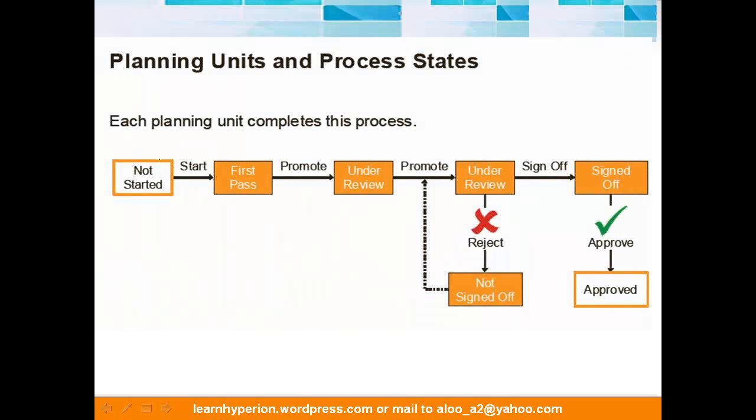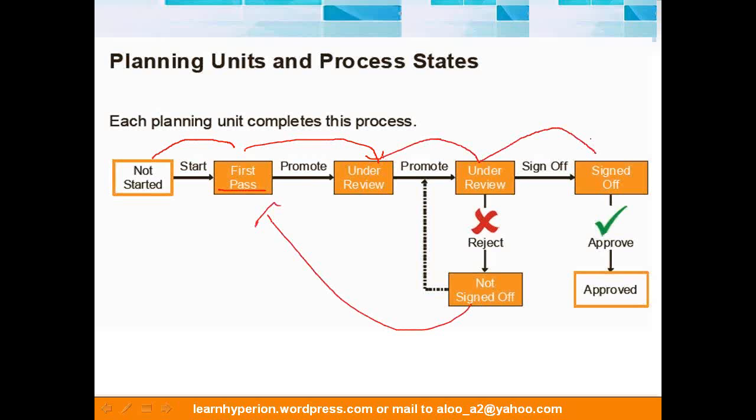The same is given in a more elaborate way. When it starts, it is called first pass, first level of review. Under review, it might reject and come back, or it might approve and go to the next level. The cycle goes on until it is signed off and approved by the topmost in the hierarchy.